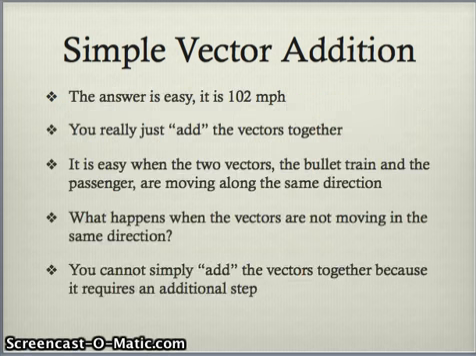Okay, so basically, the answer is pretty easy. We've done this before, and this is essentially a relative motion problem. The answer is 102 miles per hour. So really, just add the vectors together. It's pretty easy when the two vectors, like the bullet train and the passenger, are moving in the same direction. But when they are not moving in the same direction, then it becomes a little more complicated, because you can't simply, quote unquote, add the vectors together; it will require additional steps.